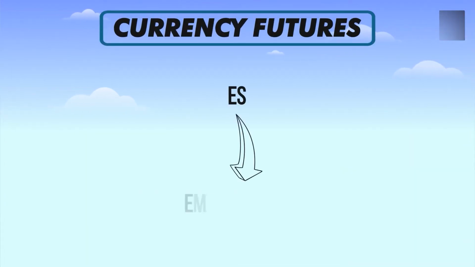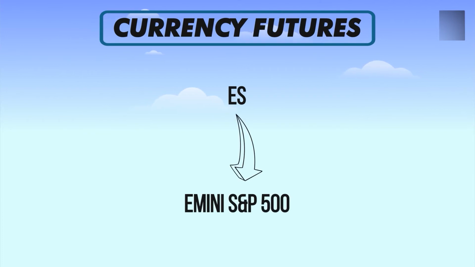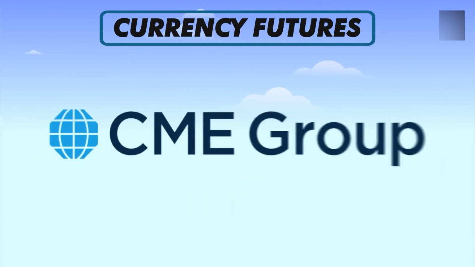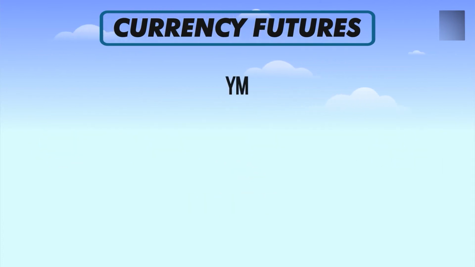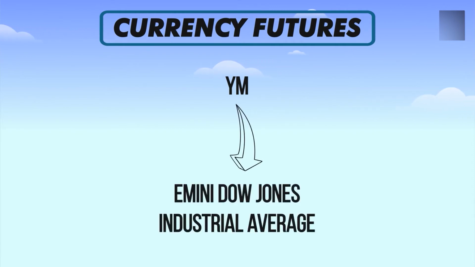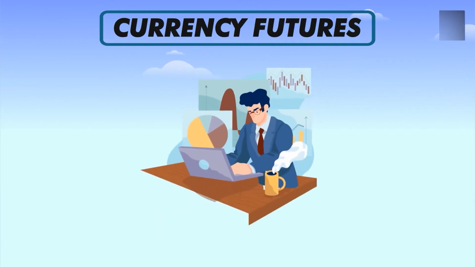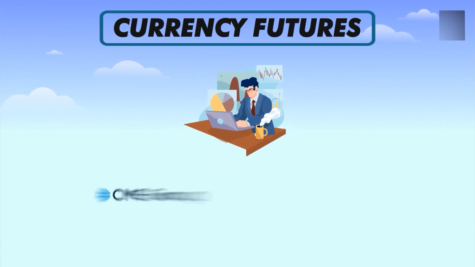Index futures. ES. It is known as the E-mini S&P 500. It is majorly traded on the CME. YM. This is known as the E-mini Dow Jones Industrial Average. It is also known to be traded at the CME.